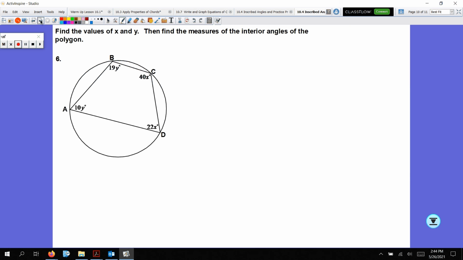Oh, my goodness gracious. I see x's, I see y's. Guess what's going to happen here? We're going to have a system of equations. So what we need to do is remember that the diagonal angles are supplementary. So on the diagonal, I add them together: 10y plus 40x equals 180. Now I'm going to go the other way: 19y plus 22x equals 180.